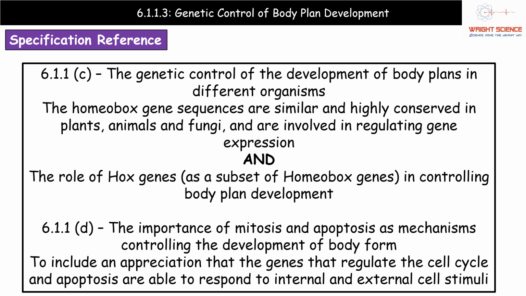This is part of our Module 6 Part 1 series about cellular control, and what we'll be looking at in this video is specification references 6.1.1c, the genetic control of the development of body plans in different organisms, and 6.1.1d, the importance of mitosis and apoptosis as mechanisms controlling the development of body form.